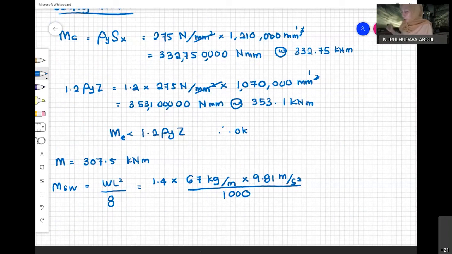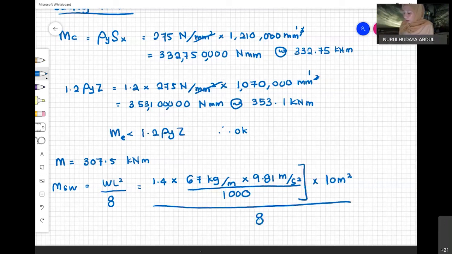Inilah WU, okay? W for this particular beam, self weight dia. Ini baru weight dia. Okay. But then kita kira dia punya length. Length is 10 meter square. And then divide with 8. Ini W, darab length, kuasa 2, bagi 8. Dayang Nur Hazimah, 11.502. Okay, thank you Dayang Nur Hazimah.